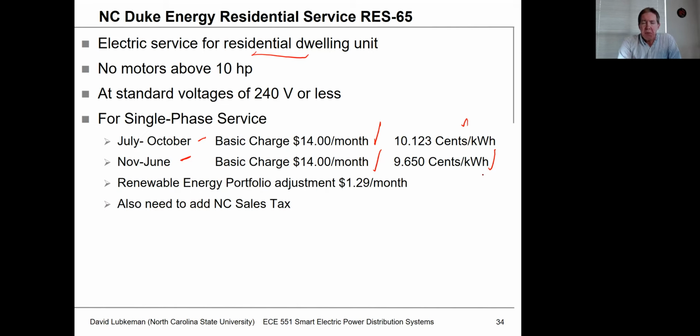There's a renewable energy portfolio charge. This is what somebody would pay per month to pay for the state's renewable programs. And on top of that, you also have to pay a North Carolina sales tax.